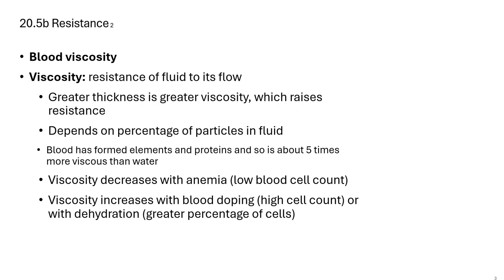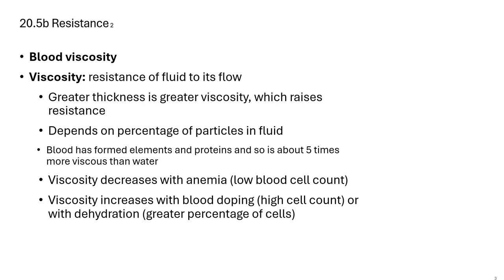So the first factor that we'll look at for resistance and what's influencing peripheral resistance is blood viscosity, right? So remember, viscosity is technically a fluid's opposition to movement, right? So the resistance of fluid to its flow, the fluid's opposition to moving. So you can essentially think of this as like the blood's thickness. So think water versus honey or water versus syrup, right? Water is less viscous, it's less thick, if you will, compared to honey, compared to syrup, right?